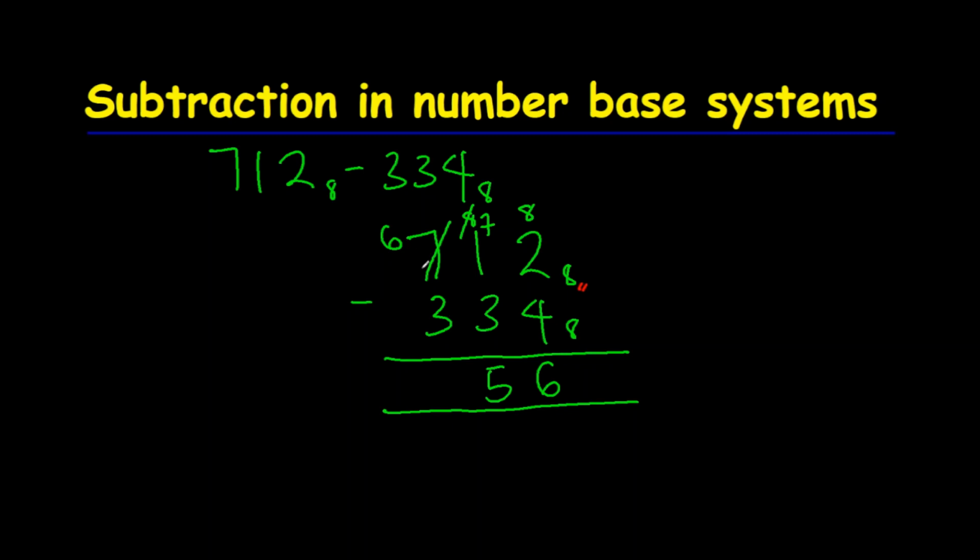Then for this last side, 6 minus 3 is 3. So therefore, our answer becomes 3, 5, 6 in base 8. Because it is in base 8 we are operating in. 3, 5, 6 in base 8.